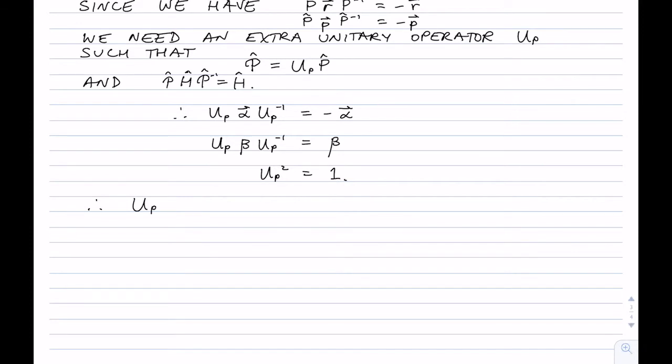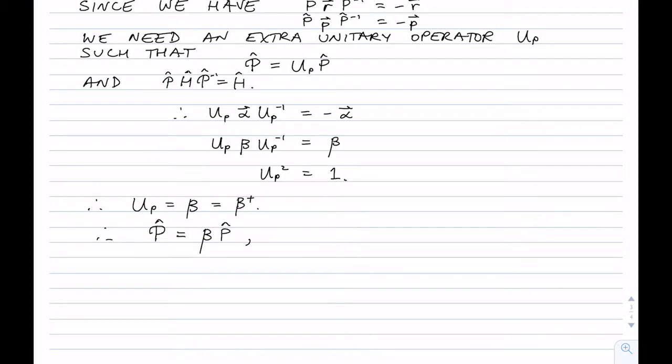We can take U_P equals beta itself. Then beta equals the complex conjugate of beta, and it anti-commutes with alpha as required, and it commutes with itself. So it has all the properties we need. And so in the end, we'll say that our curly P operator, the total parity, is equal to beta times the normal parity operator.